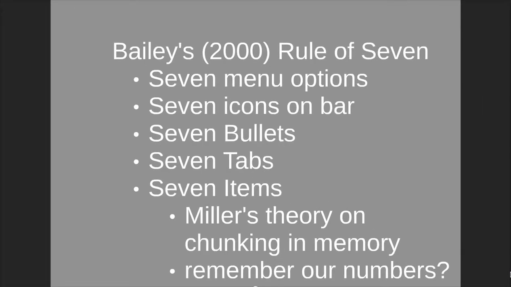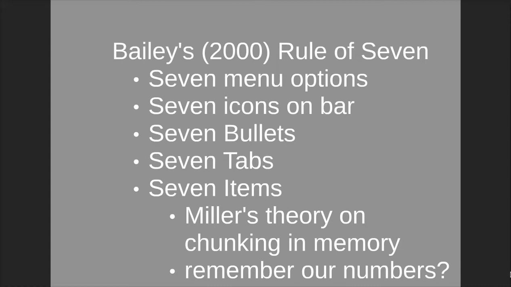Bailey came up with the idea of the rule of 7. 7 menu options, 7 icons on a bar, 7 bullets, 7 tabs, 7 items. It's very interesting because we found that this is a cognitive load when they scientifically measured it, to where we're acceptable and we enjoy a screen, we like it.